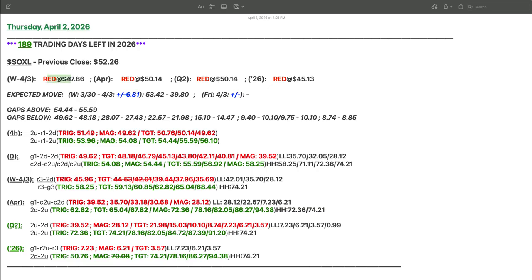These are the levels that it would take to flip each of those time frames red, right? So as long as we stay above these levels that are listed here, then we're in full time frame continuity to the upside. We know that the market maker's expected move for this week was plus or minus $6.81 from the close on Friday, giving us an expected range of 53.42 to 39.80. As you can see, we're up at the top of that range here.